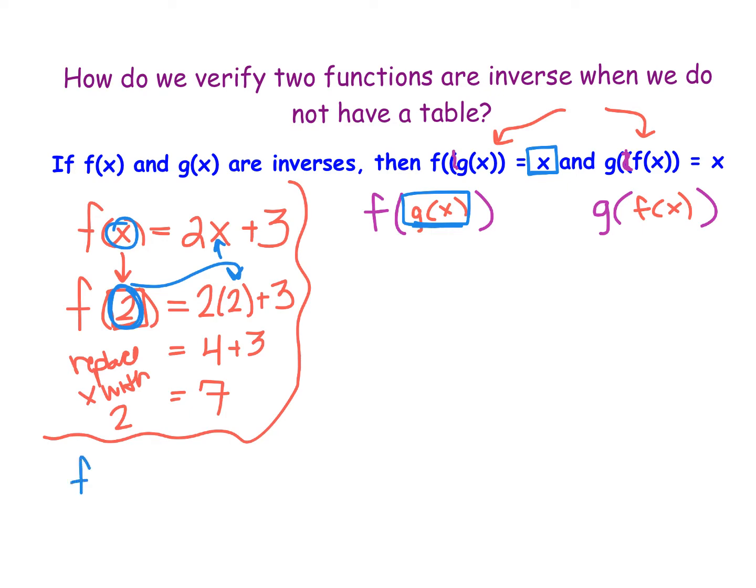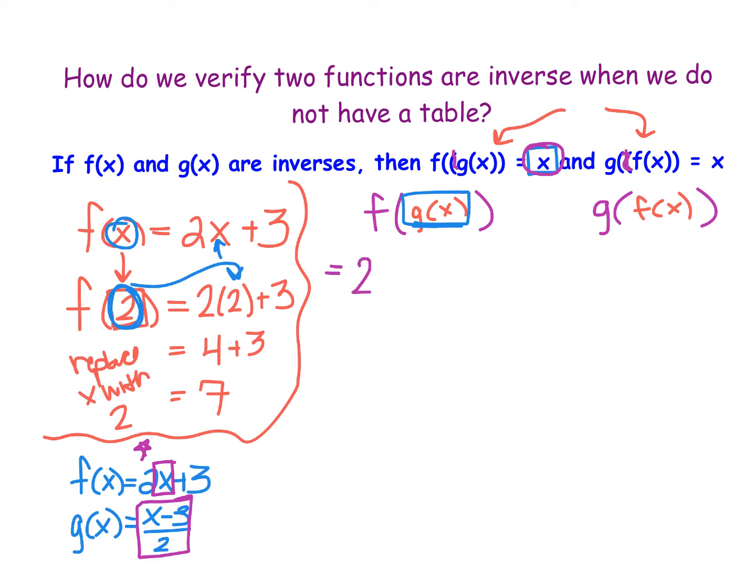So we knew that f of x was equal to 2x plus 3, and we knew that g of x was equal to x minus 3 divided by 2. So let's actually walk through this process here. So let's do f of g of x and verify that it does in fact equal x. So we're going to take our f of x function, which is right here, and every time we see an x, we're going to replace it with all of g of x.